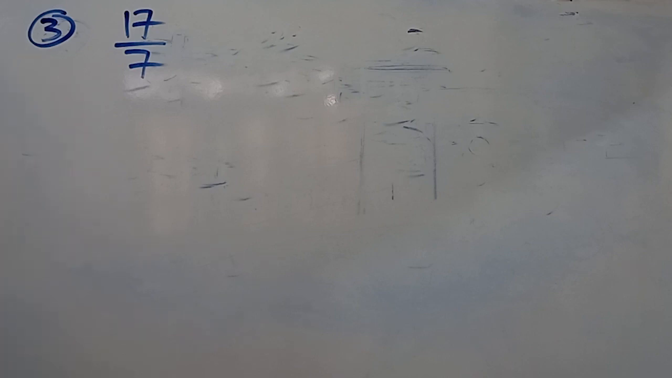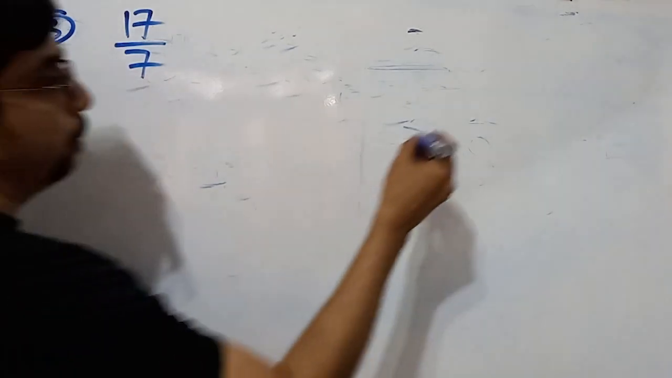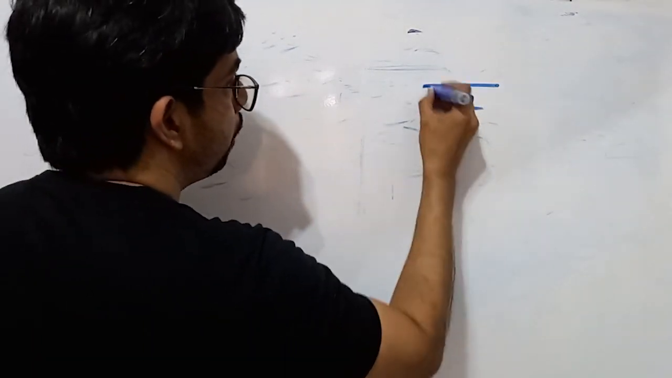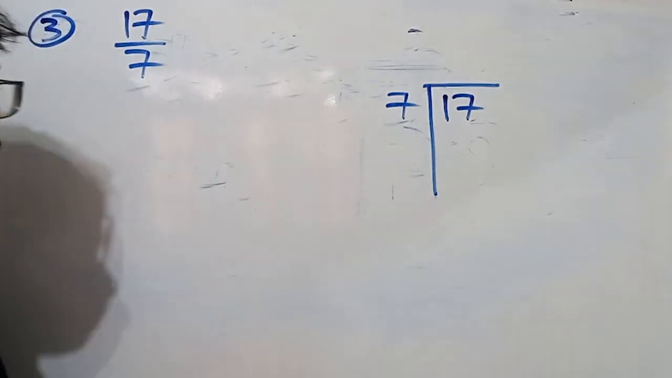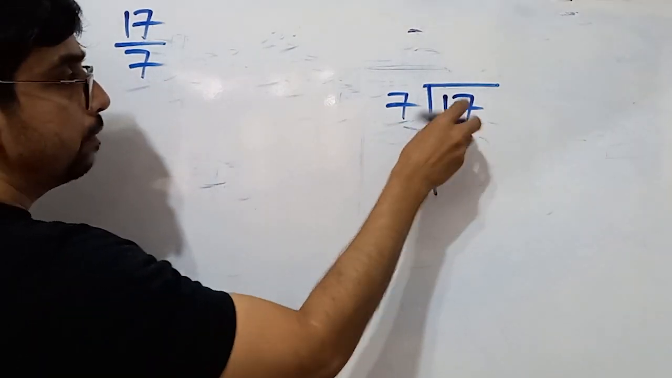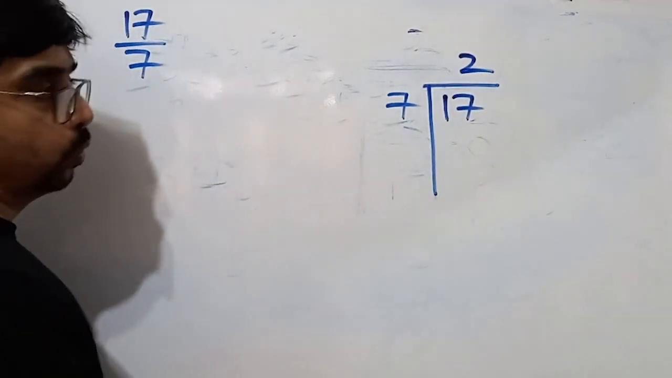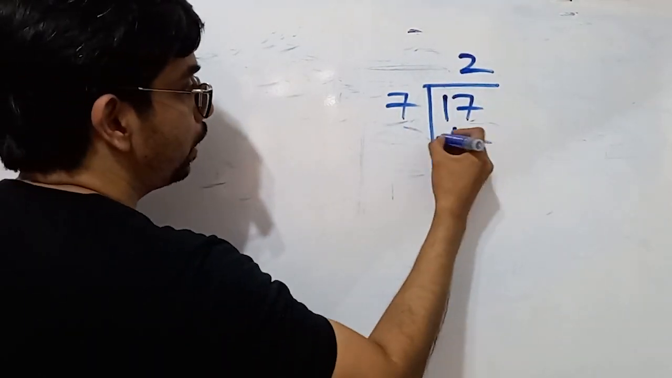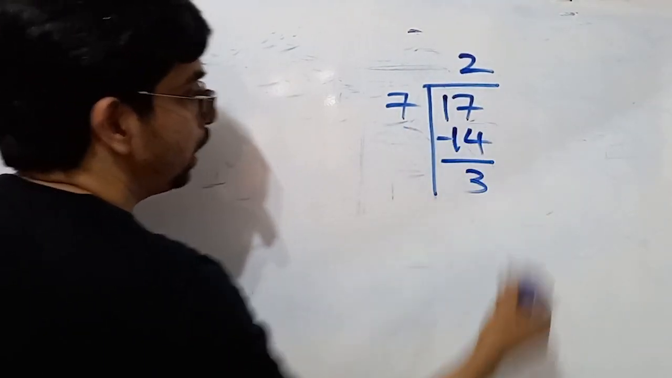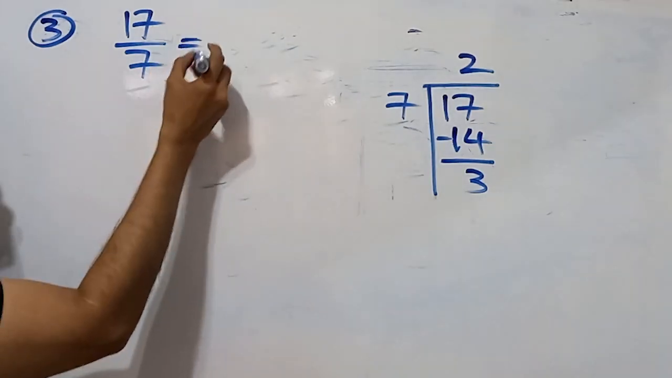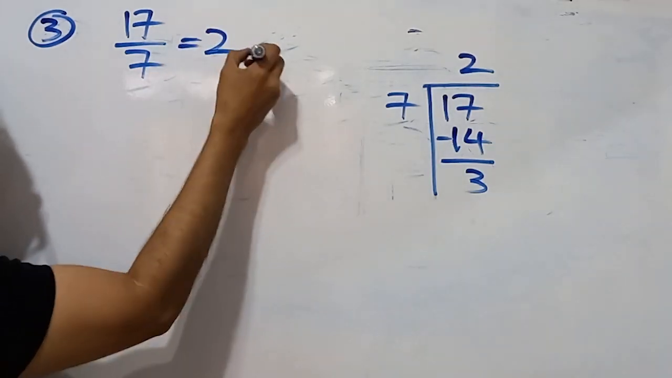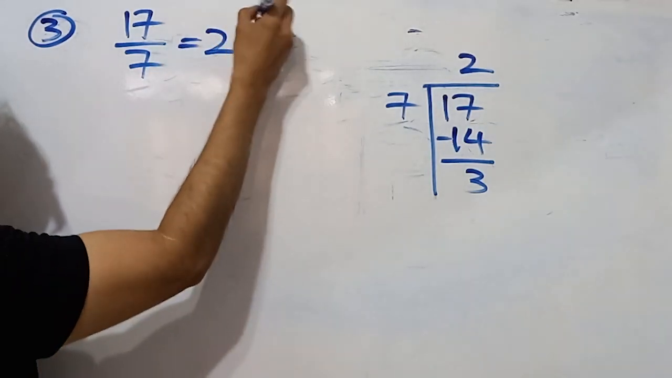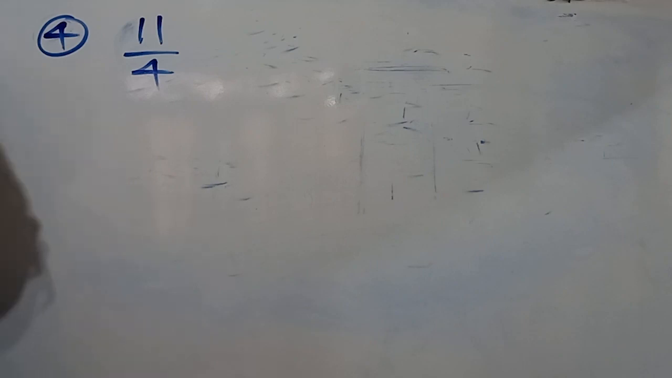Right. Question number 3. So, we have 17 by 7. That means what? 17 we have to divide by 7. How many 7s are there in 17? We can go up to 2. 7 into 2, that is 14. 17 minus 14, we get a 3. So the whole number part is 2. Denominator is 7 and the numerator is what? 3. Right.